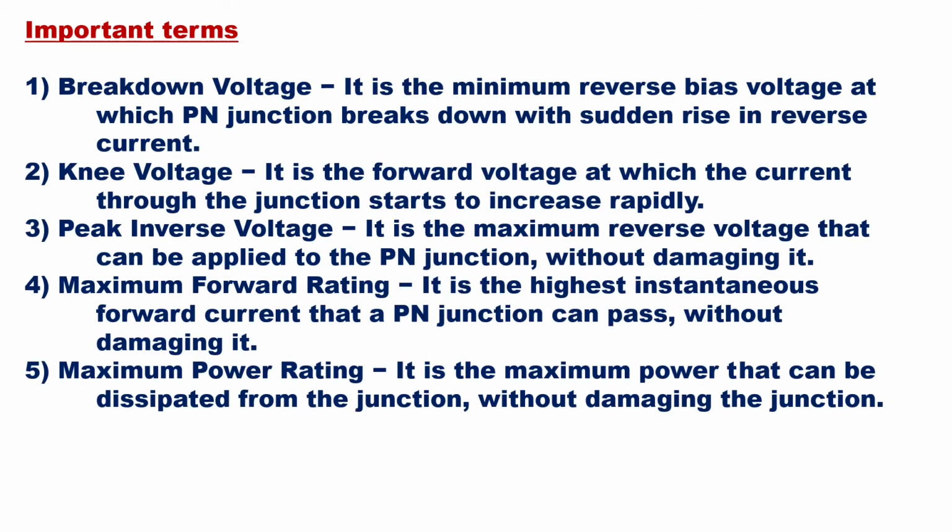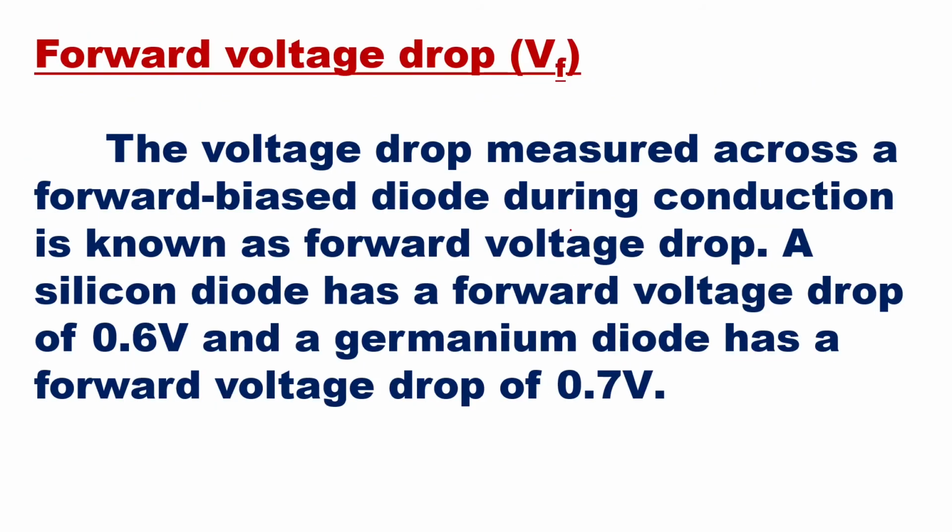Then we'll go to the third one, peak inverse voltage. It is the maximum reverse voltage that can be applied to the PN junction without damaging it. Then the fourth one, maximum forward rating. It is the highest instantaneous forward current that a PN junction can pass without damaging it. Then the fifth one, maximum power rating. It is the maximum power that can be dissipated from the junction without damaging it. Then we'll see a few of these ratings in detail.